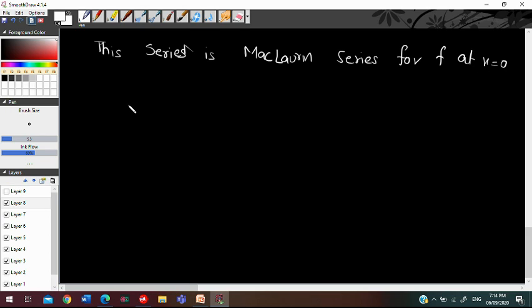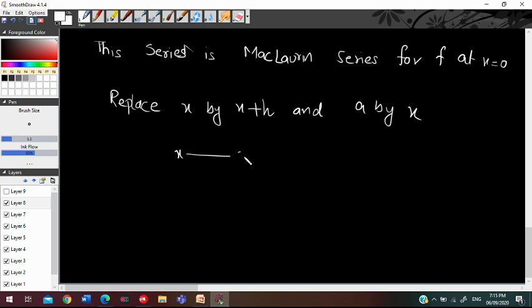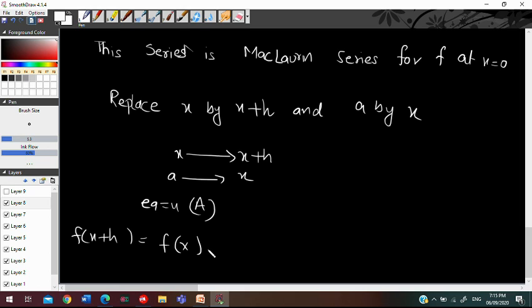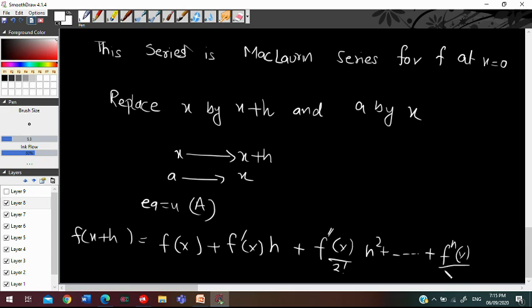Now if we replace this x by x plus h and a by x, our equation will become f of x plus h equals f of x plus f prime of x h plus f double prime of x over 2 factorial h square plus f n of x over n factorial into h to the power n, and so on.